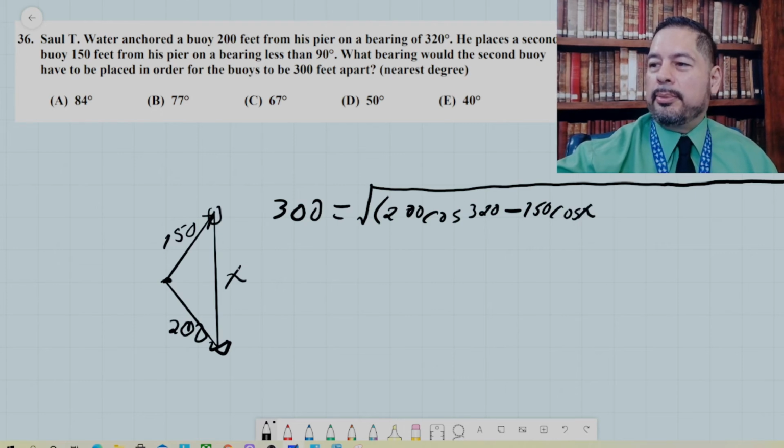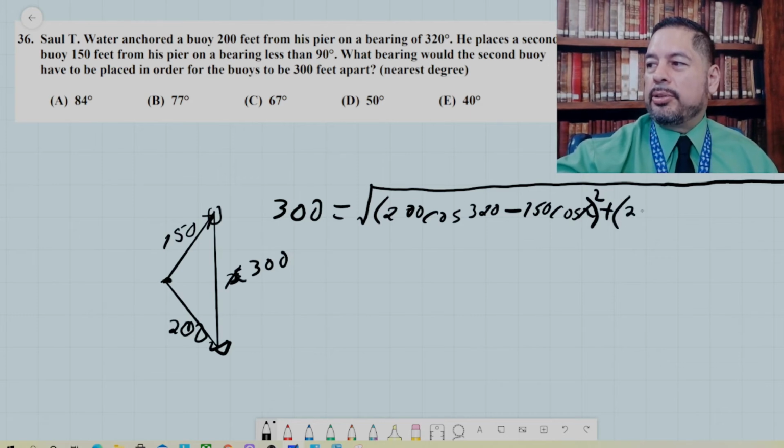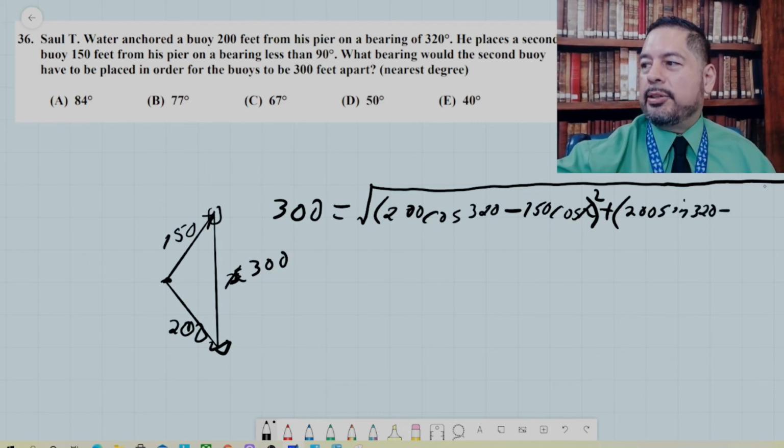We need, well, probably x is not the proper thing because we need the bearing. We already know that the distance is 300. All right, so I'm going to call it x, and so we square that. And then we're going to do the same thing with the vertical components. That's 200 sine of 320 minus 150 sine of x, and that quantity needs to be squared.